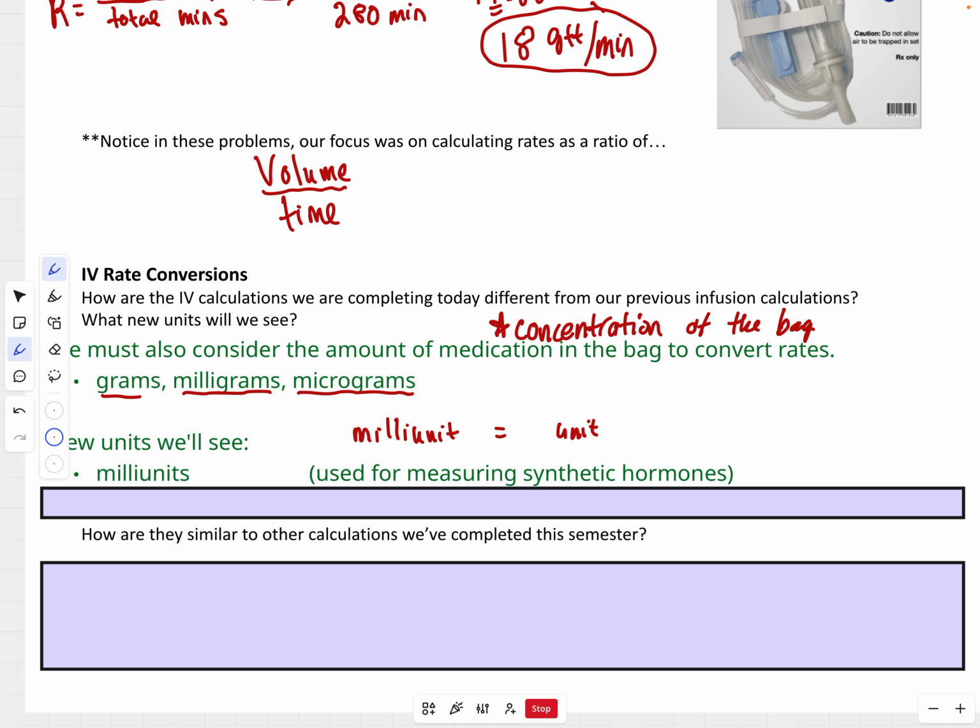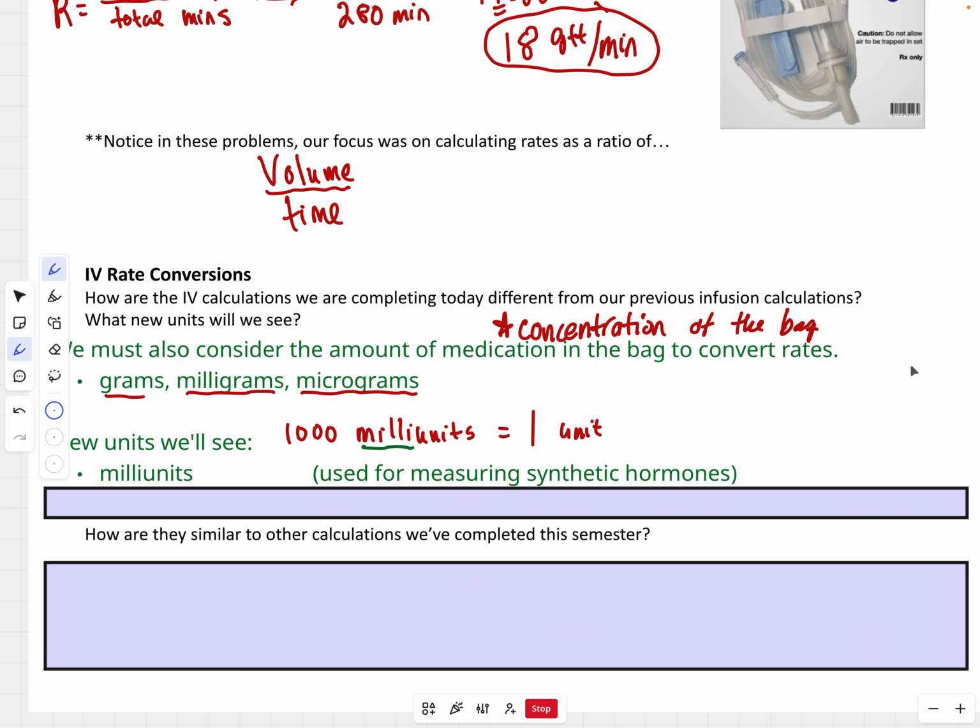And it is related to that just as a milligram is to a gram or a milliliter is to a liter. There are 1,000 milliunits in one unit. So the prefix milli is the same as it has been all semester. There are 1,000 milliunits in one unit.